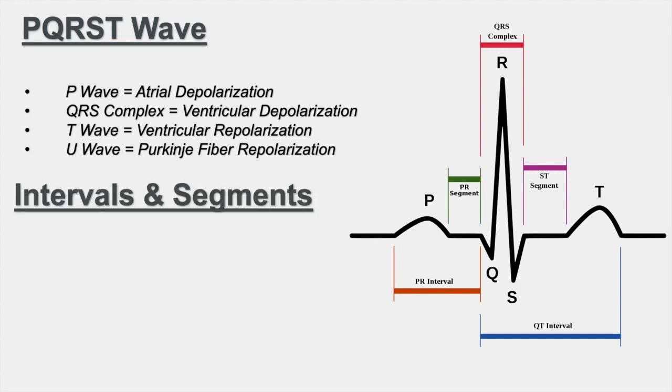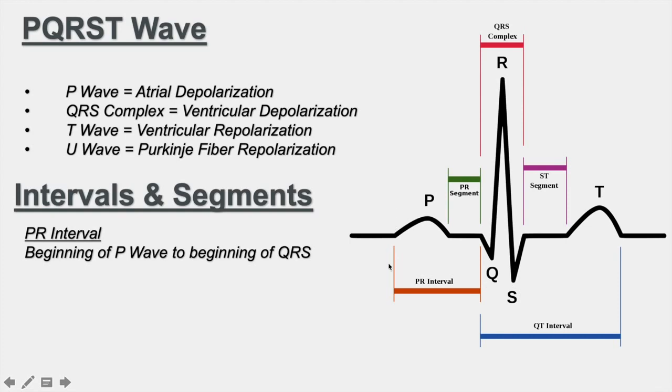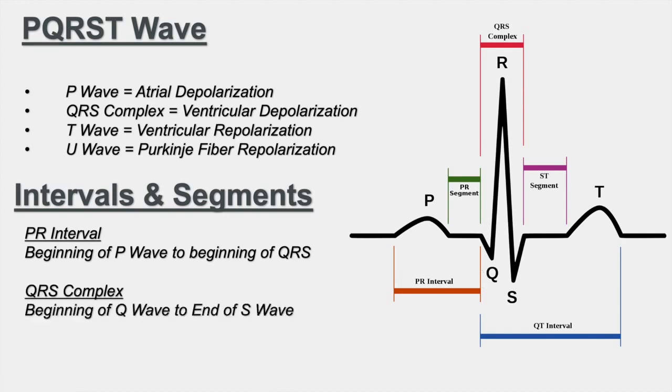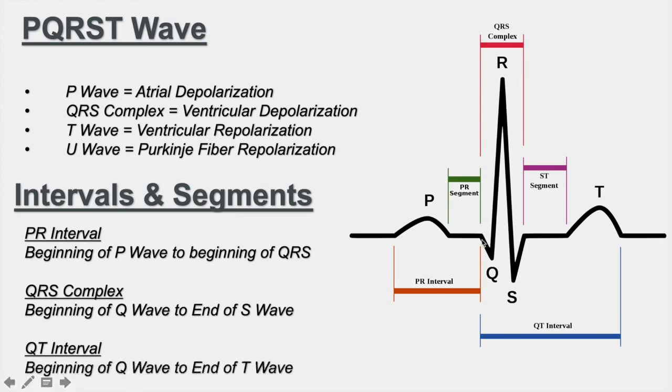Now, each of these waves can be categorized or organized into intervals and segments. So one of the big ones we're going to talk about is the PR interval. The PR interval starts from the beginning of the P wave to the beginning of the QRS wave, or the QRS complex. The QRS complex itself starts from the beginning of the Q wave to the end of the S wave. And the QT interval starts from the beginning of the Q wave to the end of the T wave. So these are the three I want you to remember.